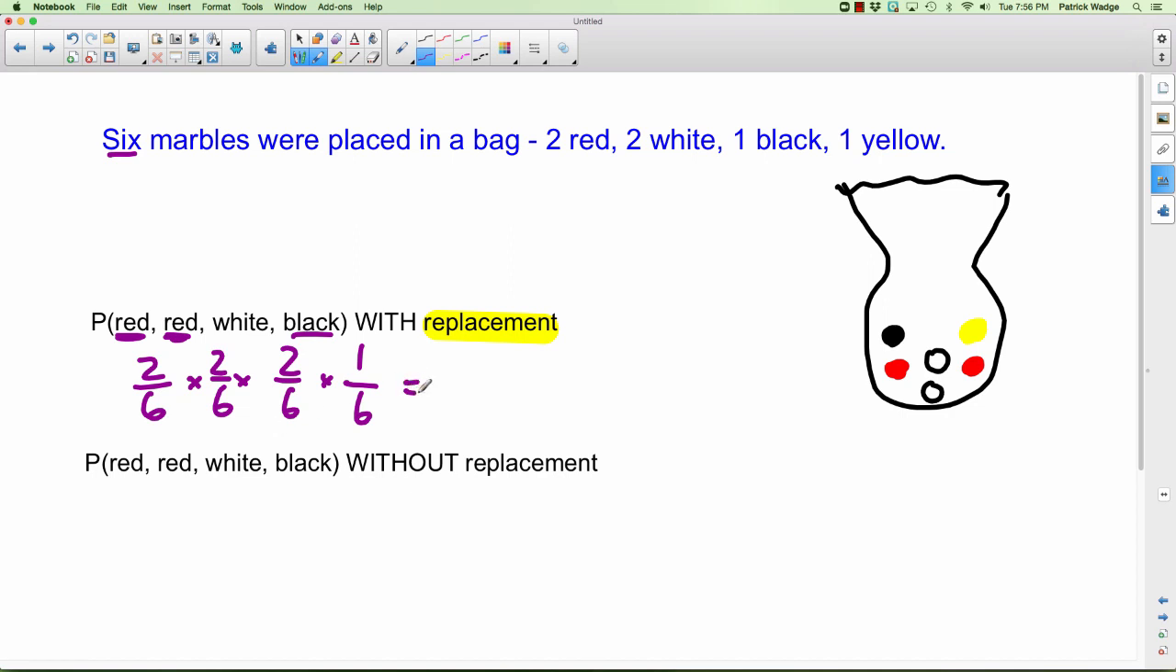Now, here's where I probably should have put in those terms, because for all these 2 over 6, we could change it to 1 over 3. So it's 1 over 3 times 1 over 3 times 1 over 3 times, and our 1 over 6 is already in lowest terms. So we have 1 times 1 times 1 times 1 is 1, and then 3 times 3 times 3 times 6. Well, 3 times 3 is 9, 3 times 6 is 18, and 9 times 18, well, 10 times 18 is 180, take away 18 is 162. So I have my answers in lowest terms.